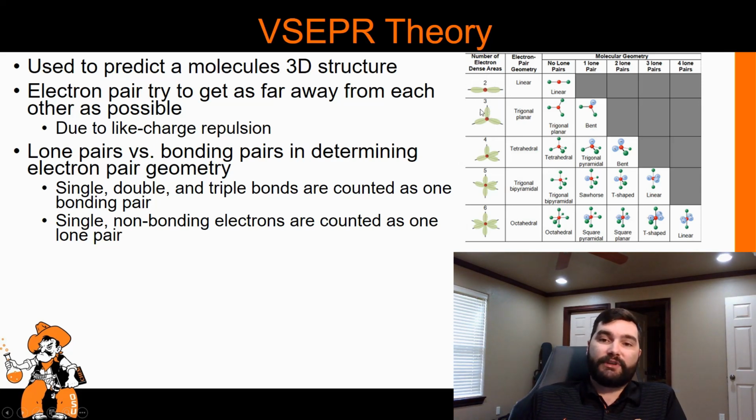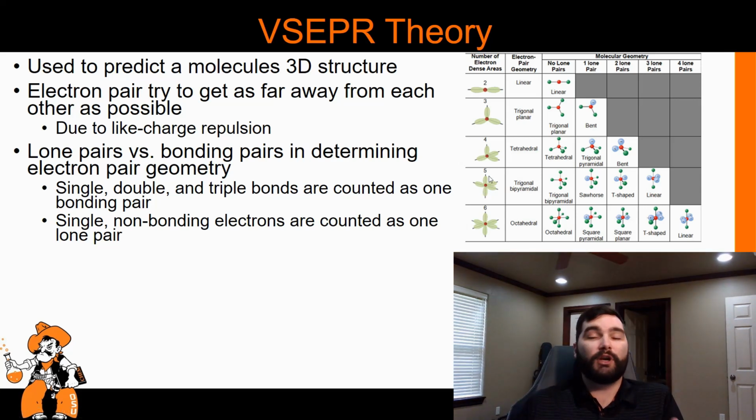But whenever you have three regions, the furthest apart you can get is 120 degrees. For four regions, the farthest apart you can get is 109.5. For five regions, which is trigonal bipyramidal, we don't have to worry about this today. You have two different bond angles.